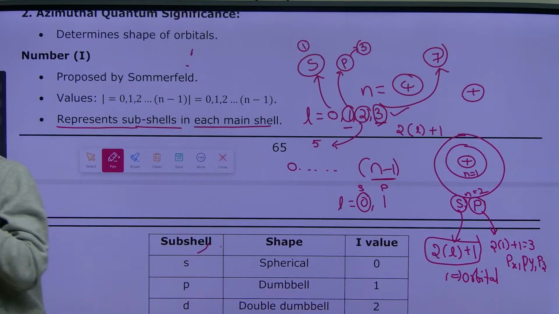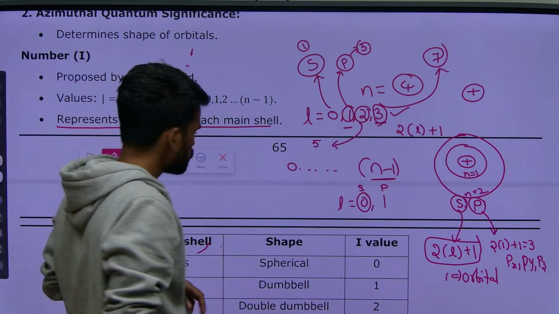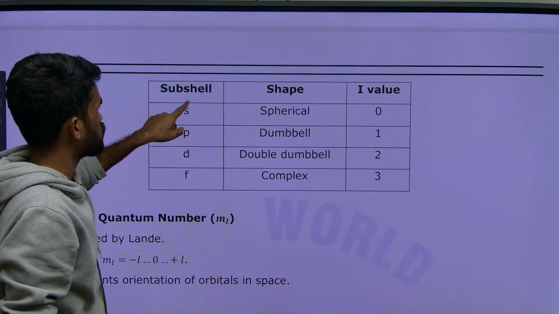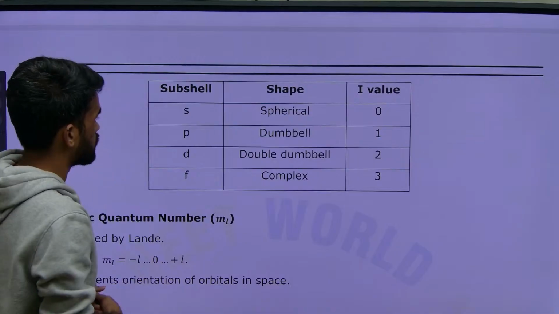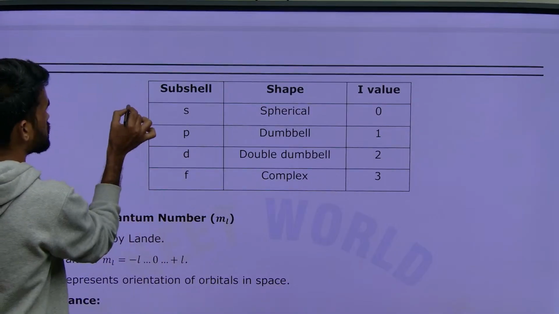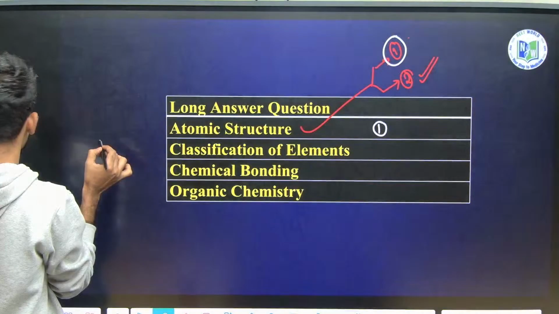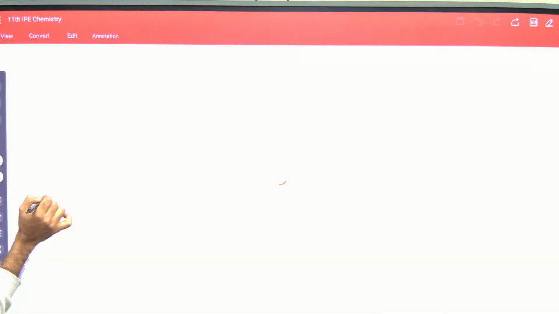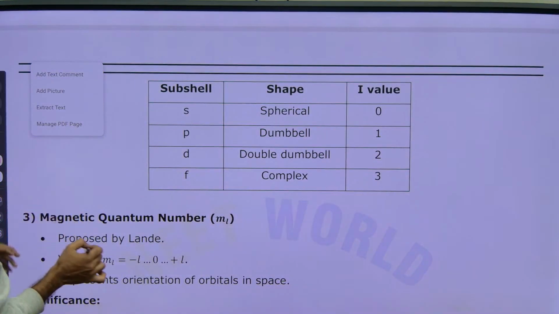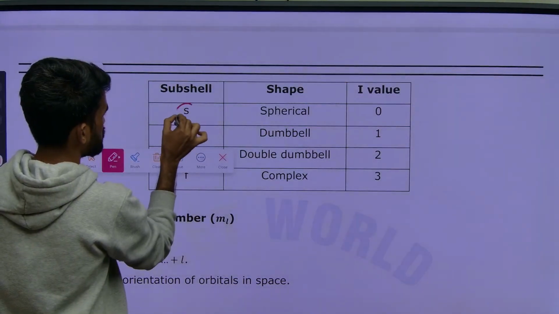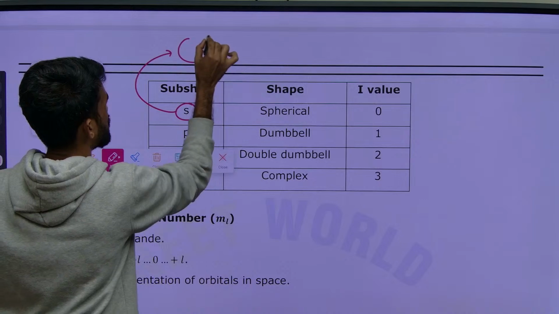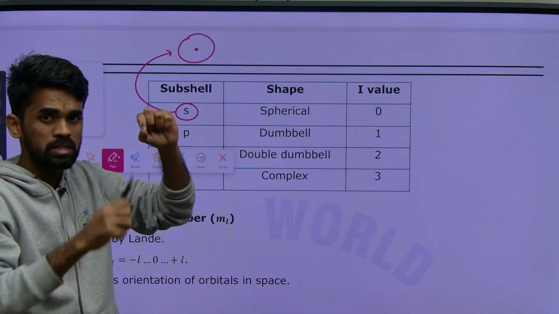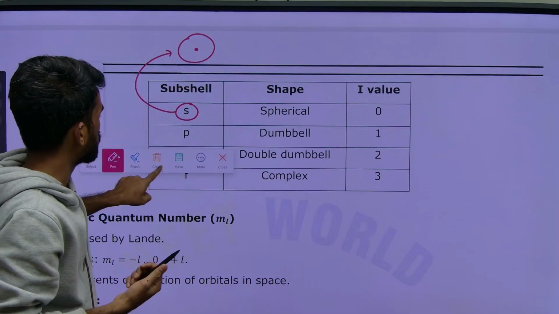Right. Next thing is here, look at this box. For each subshell there will be some shape. So for S subshell, what is the shape? Spherical. You need to remember this. Spherical means around the nucleus it will be in spherical form. Just take a sphere, at the center we have the nucleus, around that we have a spherical shape. Okay, that is for S orbital.